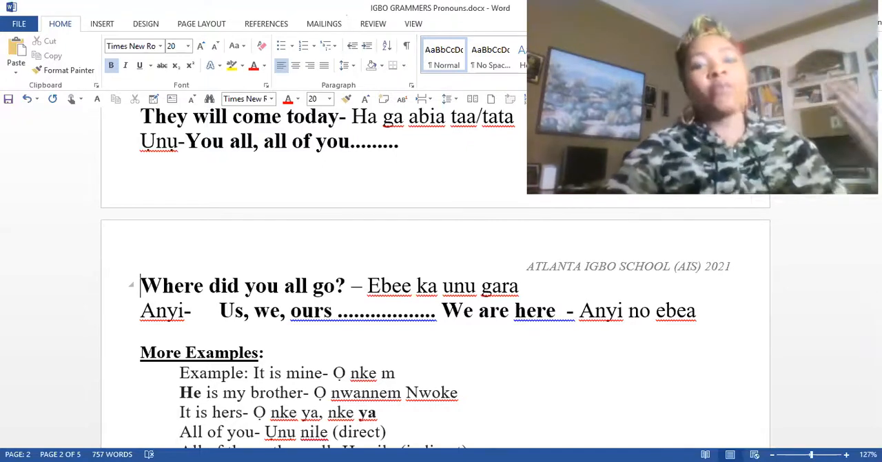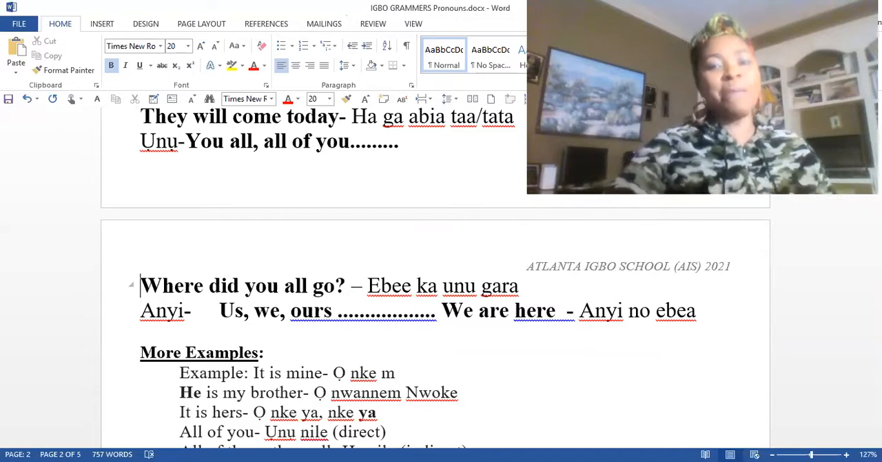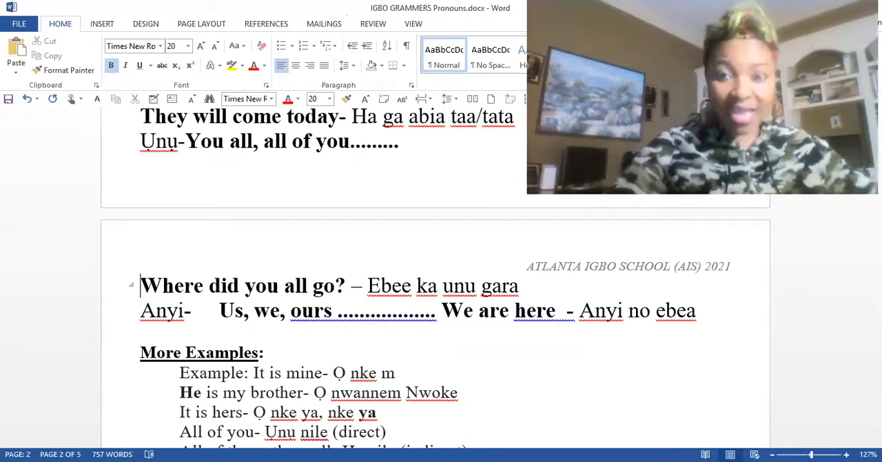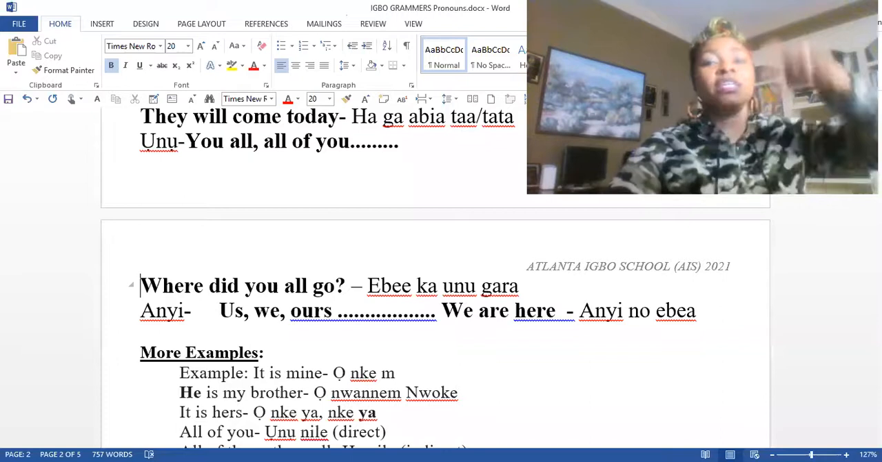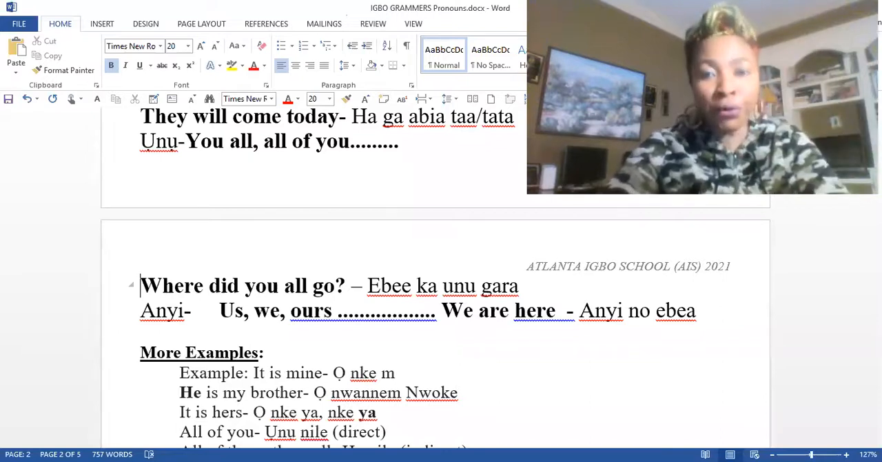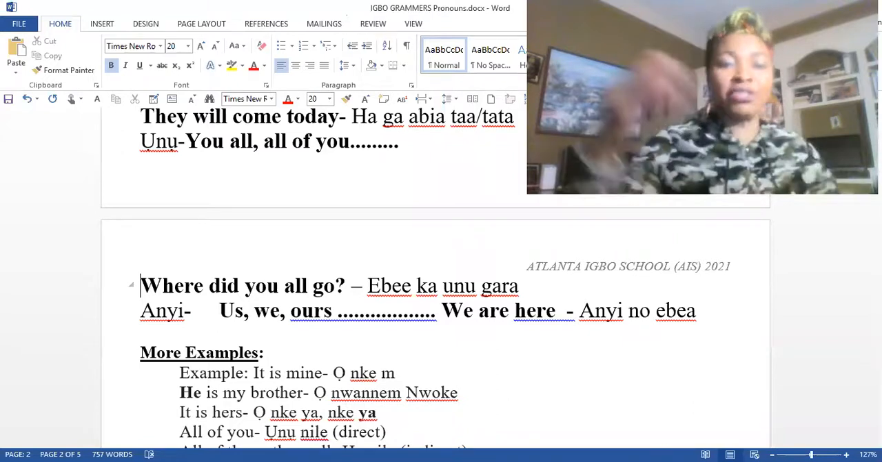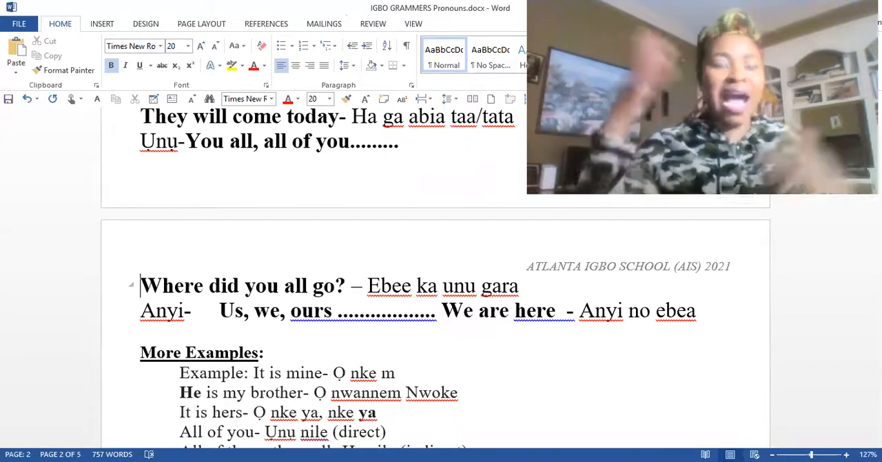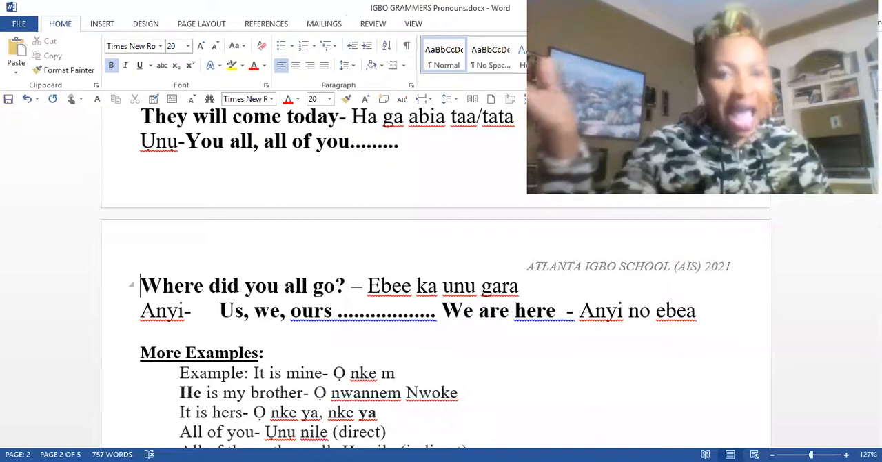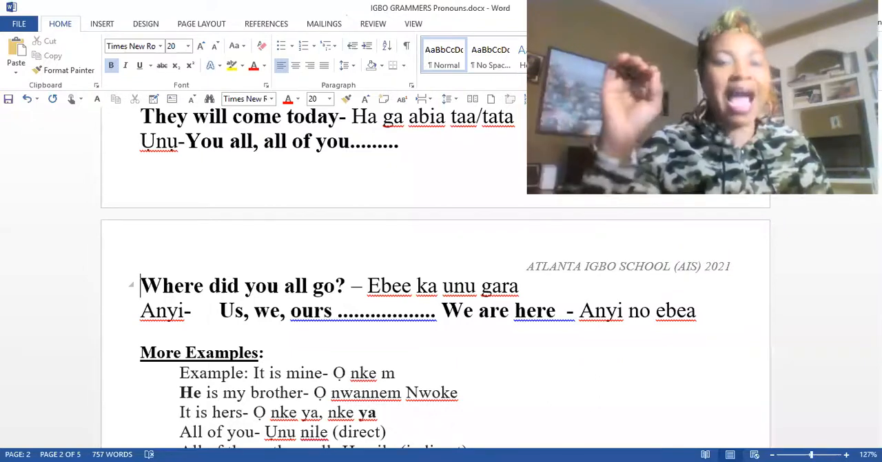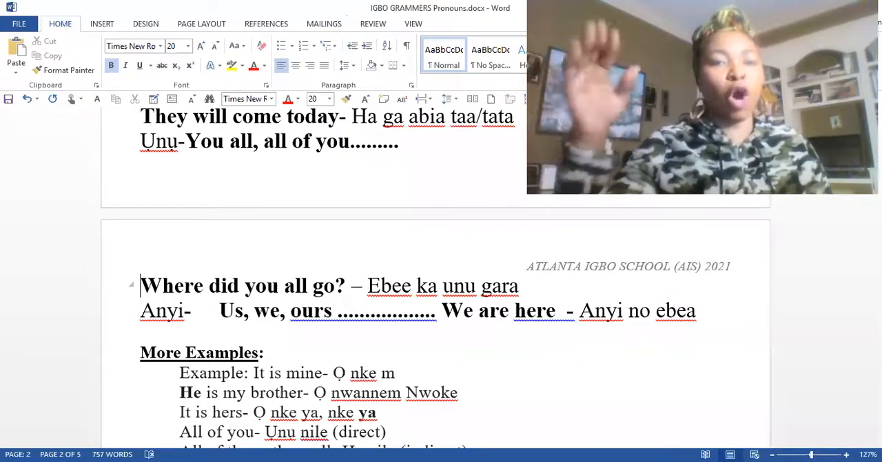Okay, so know this word because I always use it. Okay, where did you all go? Ebe is where. Ka did. Unu, you all. Go means gara. Where did you all go? Where did you go? I went to my friend's house. Agara m n'ụlọ enyi m.